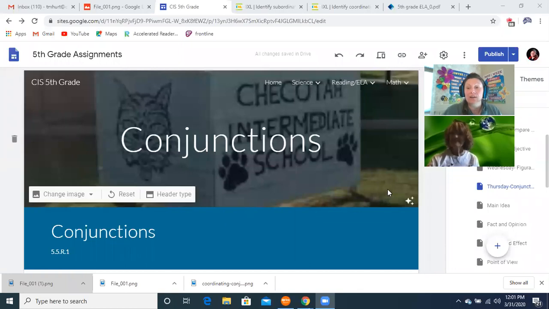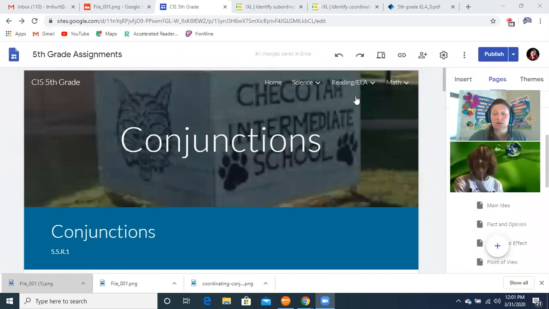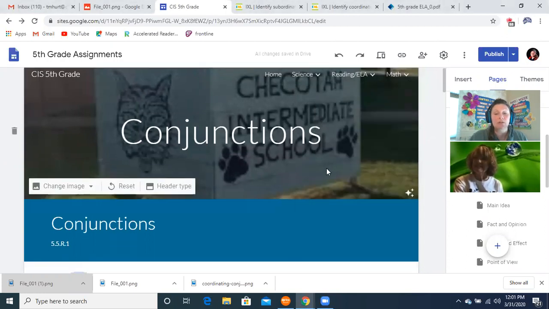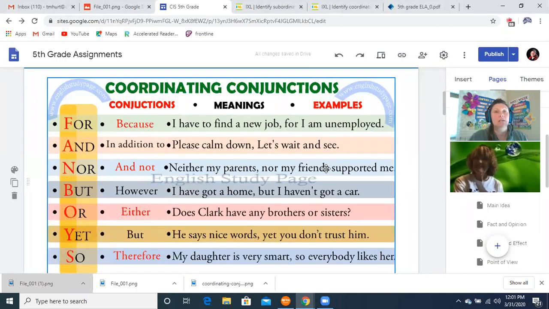Today, we're going to get started and talk about conjunctions. I'm going to share my screen with you, and you can find this on our website under week 2, on Thursday. Okay, so you'll click there. Today we're talking about conjunctions, and you will need a piece of notebook paper and a pencil because you do need to take some notes.